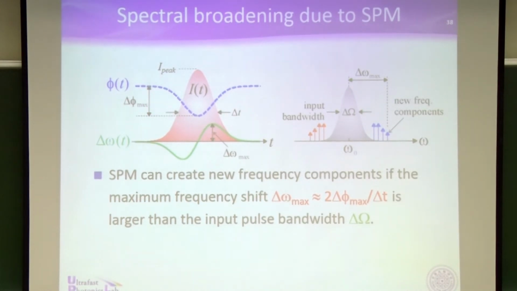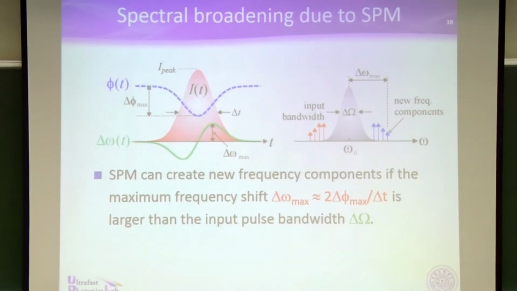And what is the corresponding horizontal shift? Maybe just use the pulse duration, right? About half of the pulse duration within this time interval, your phase change is from 0 to delta phi max. Okay? So the slope is roughly here. Okay? 2 times delta phi max over delta t.